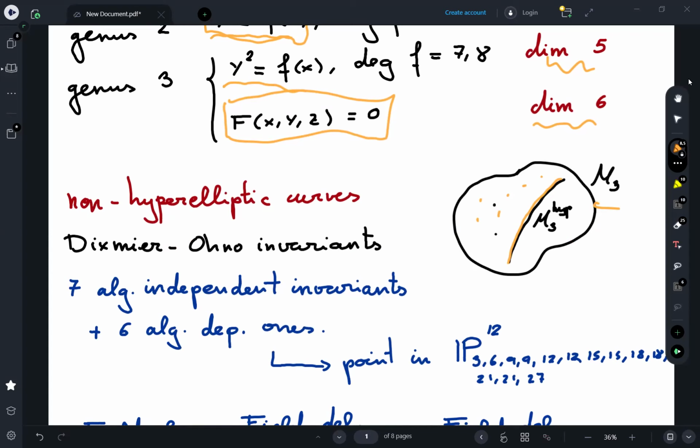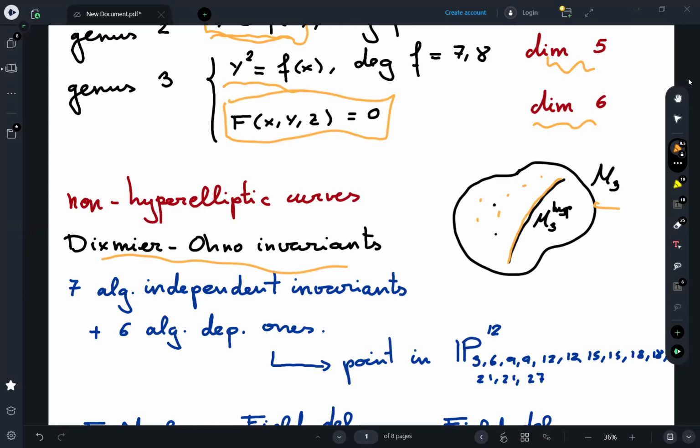So the invariants for genus three curves are called the Dixmier invariants. And if you never worked with invariants, you can just think about them as polynomials on the coefficients of a generic plane quartic. A plane quartic has 15 coefficients. So it's a polynomial on the coefficients in such a way that even if you make a change of variable in your plane quartic, this expression on the coefficients is going to remain invariant. This is why they're called invariants.